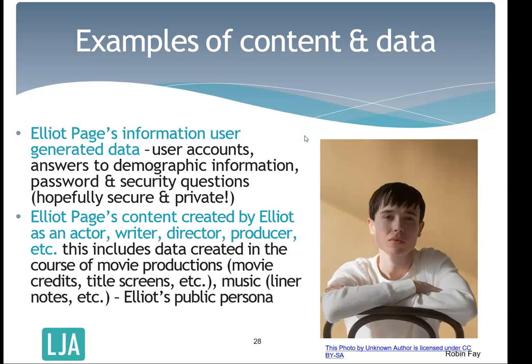And then of course we have the content where we are creating content for ourselves under a persona, whatever that may be. And so this would be Elliot's content created by Elliot in the roles. Now there's been many roles, several other roles added, but actor, writer, director, producer, the various things that Elliot has worked on under both personas and both identities, and then what's been added at what time period. So the data created by Elliot about Elliot.